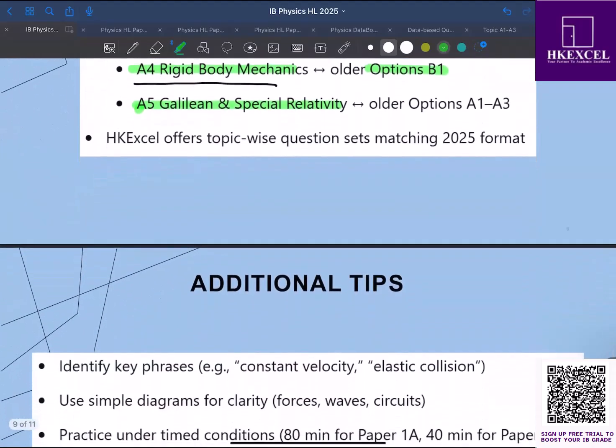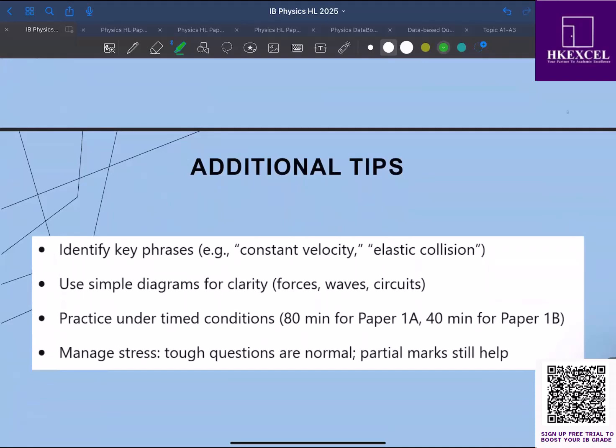Additional tips. So beware of the key phrases. Whenever you're reading a question, you should identify the key phrases like constant velocity, okay, and if it's an elastic collision or not. So we know that constant velocity means the net force is zero. And if it's an elastic collision, it implies that kinetic energy is conserved, right? So missing these clues can lead to big mistakes. That's why whenever you're reading a question, it's always better to identify the key phrases or key words.